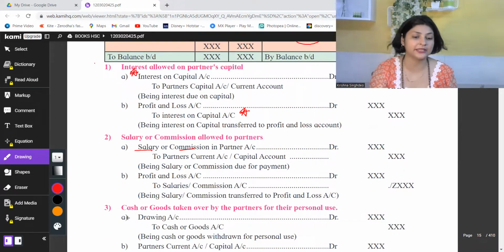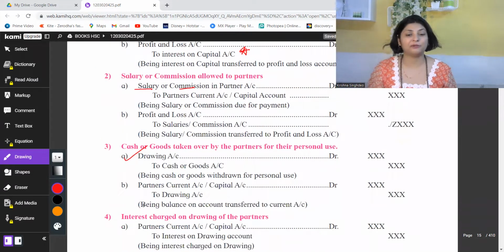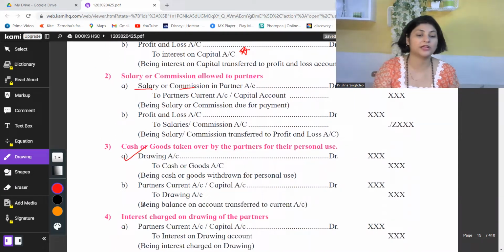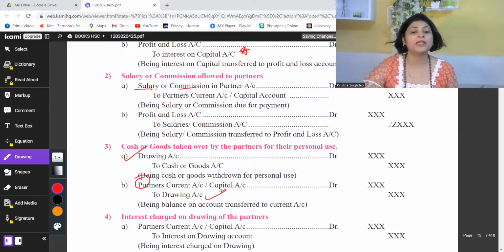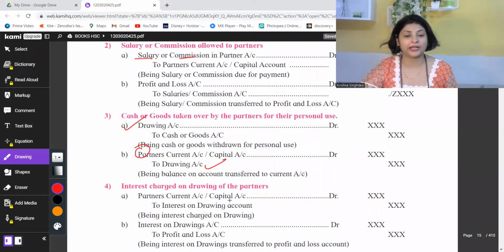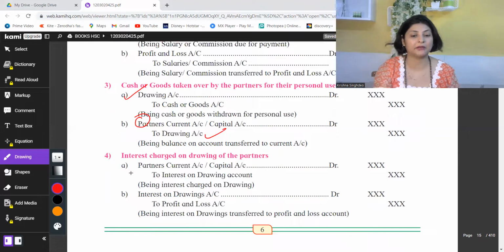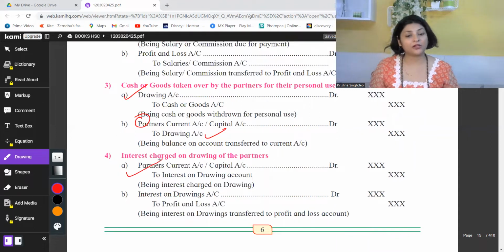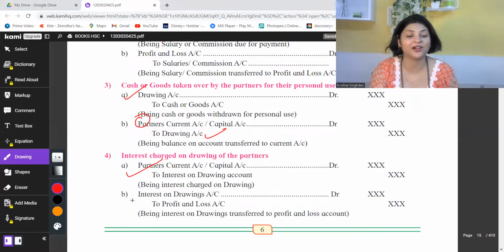So for drawings, the first entry is drawings account debit to cash or goods account, and the second entry will be closed into the partner's current account. So current account is debited, and on the credit side, what is there? Drawings is there. Then after this, interest on drawings. Again, for interest on drawings also, there are two entries. Partner's current account will be debited to interest on drawings, and when we close this, what will happen? Interest on drawings account will be debited, and profit and loss will be credited.